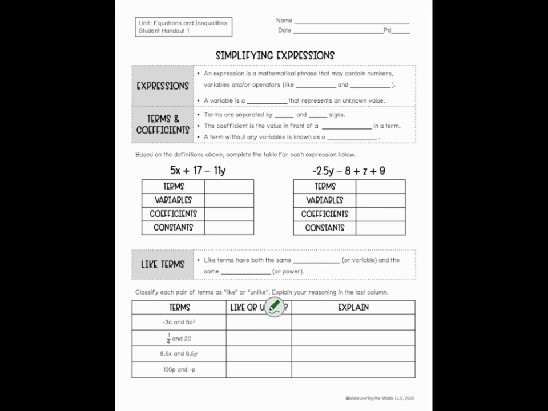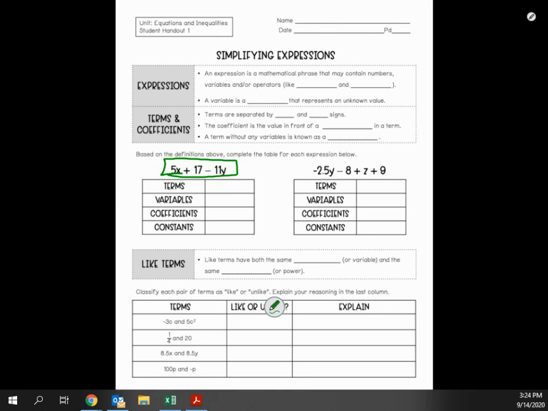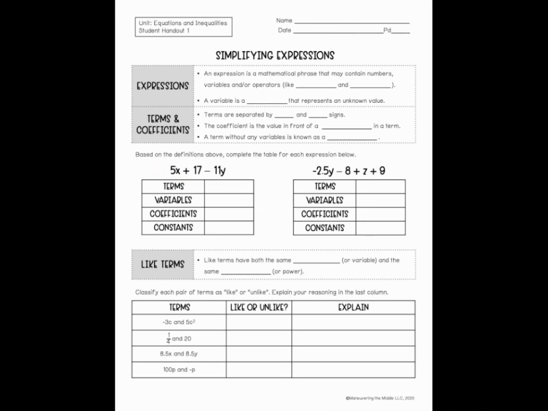5x plus 17 minus 11y. As you look at this expression, we call it an expression because there's no equal sign and we're not solving, we're simply simplifying. We see that there are some terms. A term is separated by an addition and a subtraction sign. So that means that 5x is a term, 17 is a term, and 11y is a term. So there are three terms here, okay?